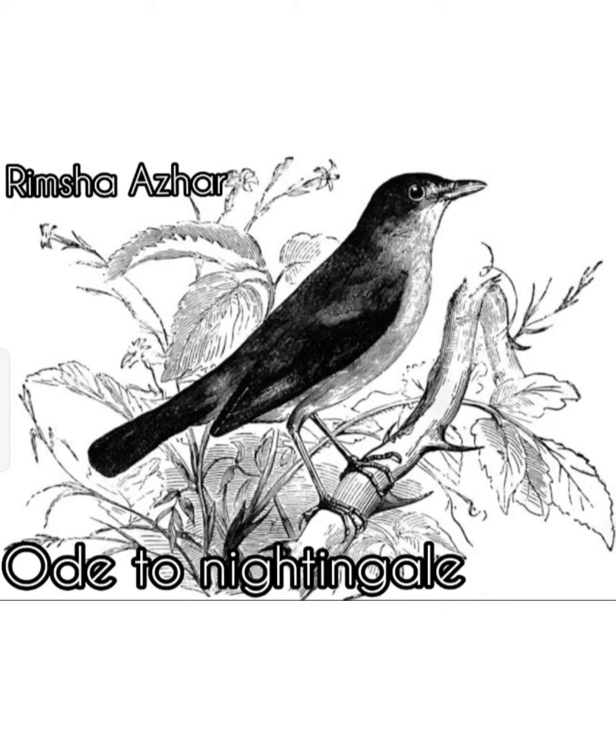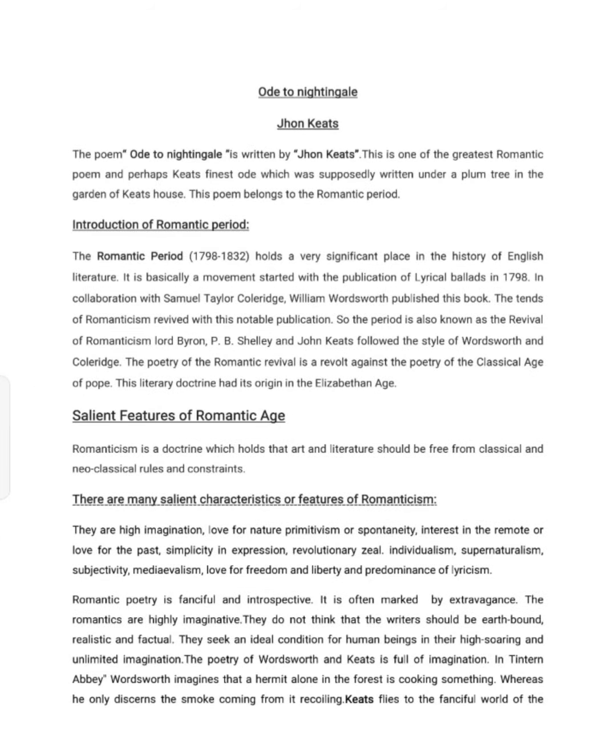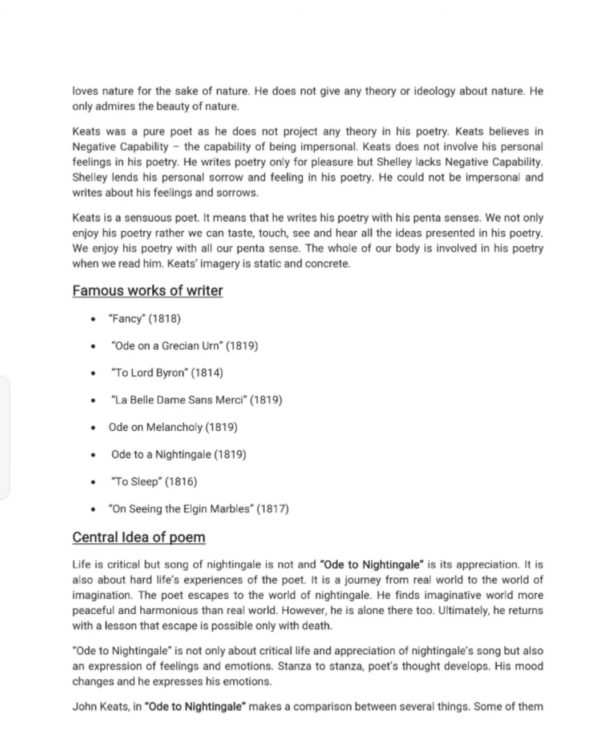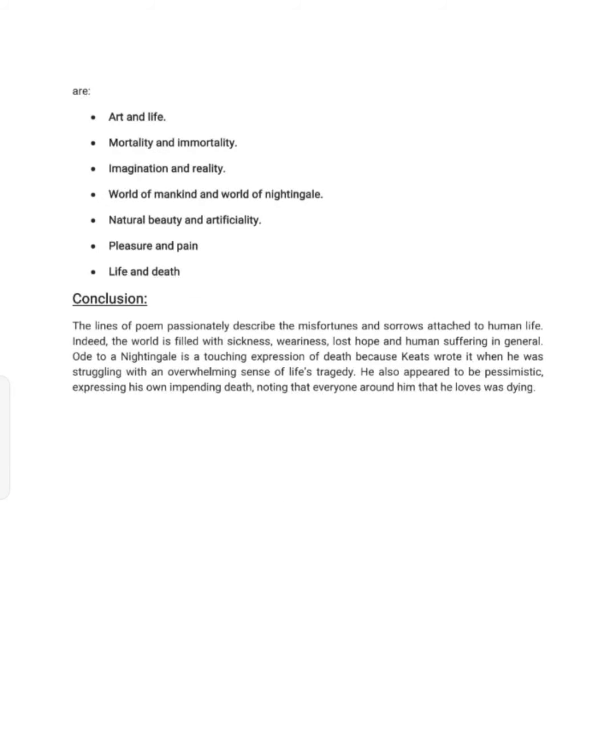Guys, as you can see, today our topic is based on the famous poem Ode to a Nightingale, which is written by John Keats. In this video, we will cover several topics, including an introduction of the era in which the writer John Keats wrote this famous poem, and then we will talk about the salient features of the era, which is the Romantic Age, Romanticism, and then we will talk about the salient features of the writer, who is John Keats, and then we will discuss the famous works of the writer. Then we will talk about the central idea of the poem. Then we conclude our topic.